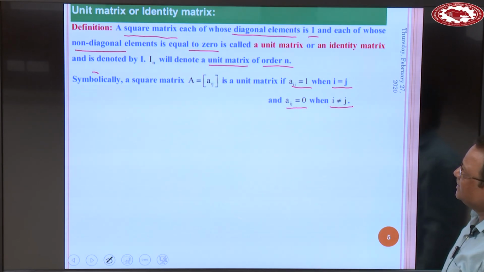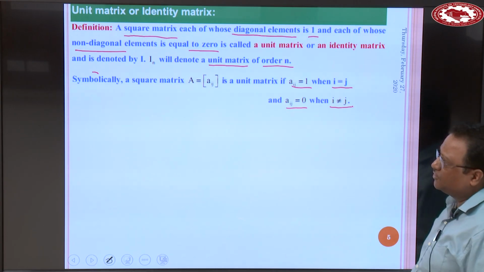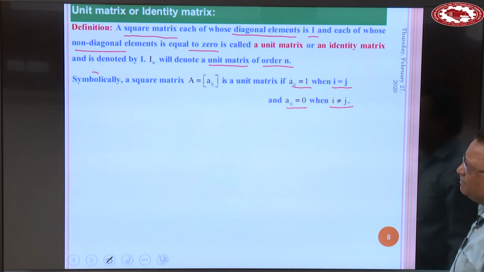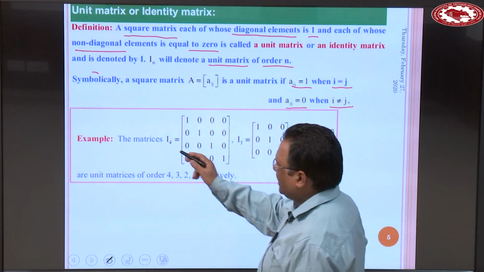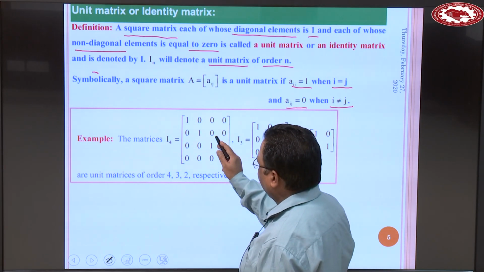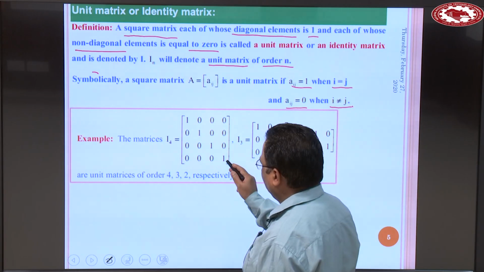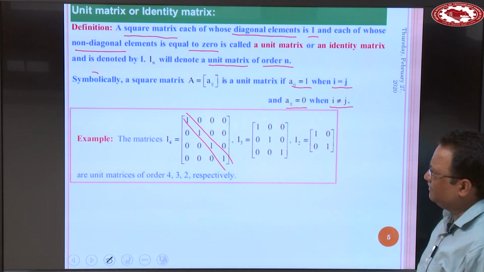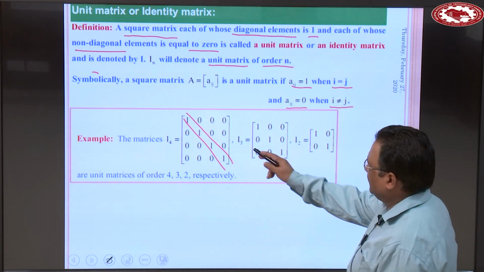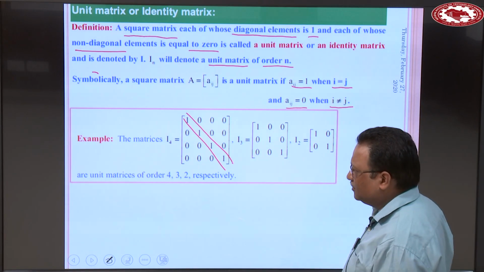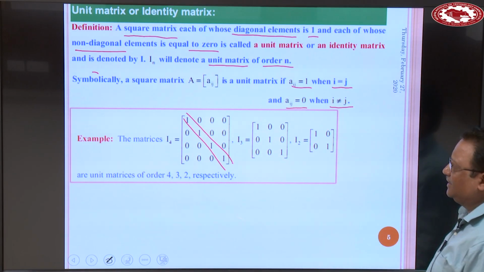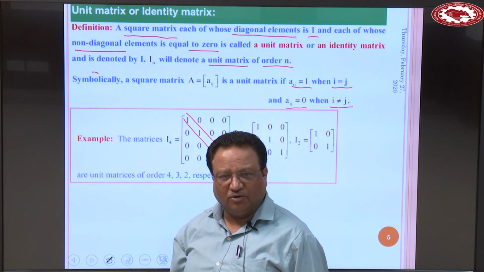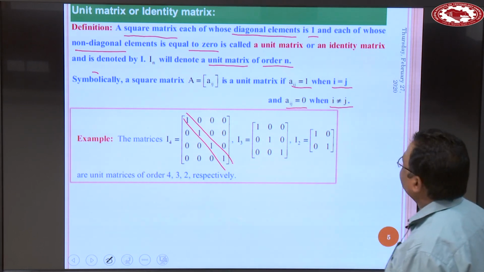A square matrix, each of whose diagonal elements is 1 and each of whose non-diagonal elements is equal to 0 is called a unit matrix or an identity matrix. For example, I4 is 1 0 0 0, 0 1 0 0, 0 0 1 0, 0 0 0 1. So, all these diagonal elements are 1 and all non-diagonal elements are 0. Similarly, I3 is this, I2 is this, and they are unit matrices of order 4, 3, 2 respectively. So, this is the definition of the unit matrix, and this matrix is also known as the identity matrix.